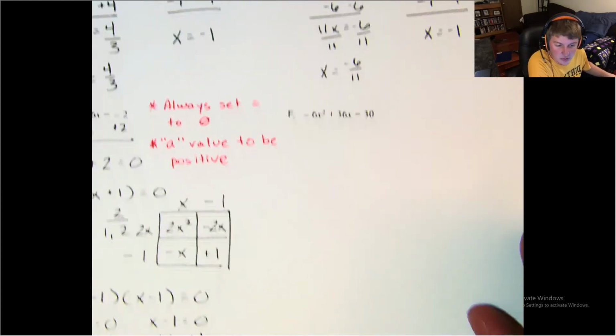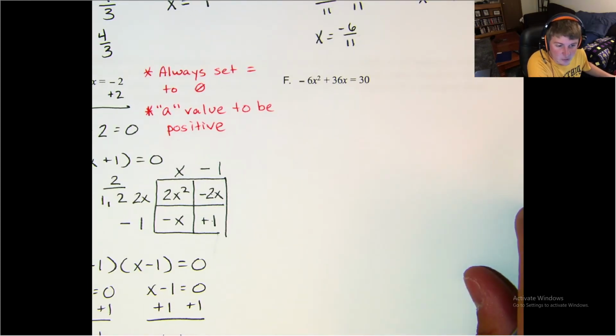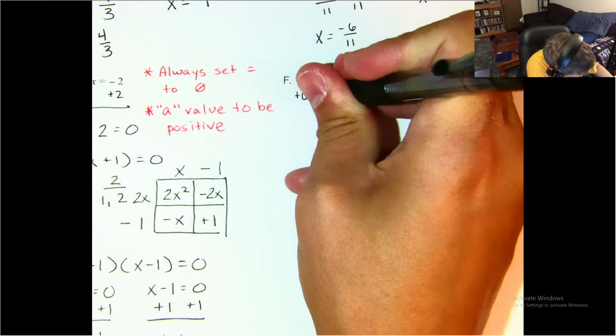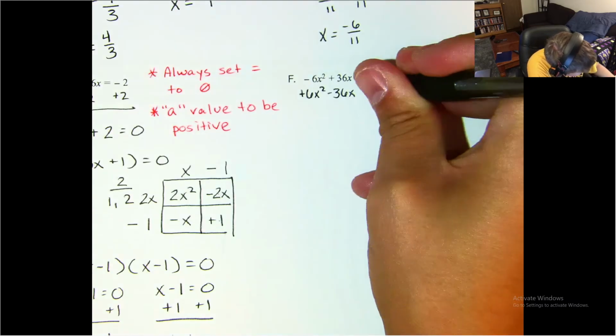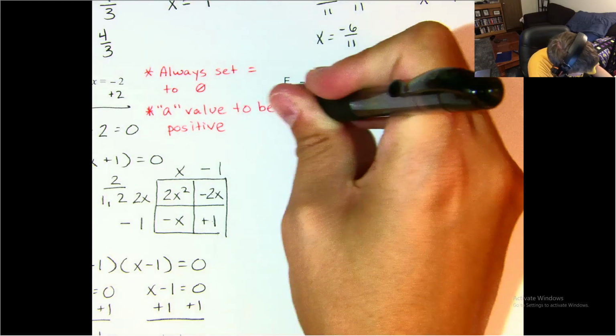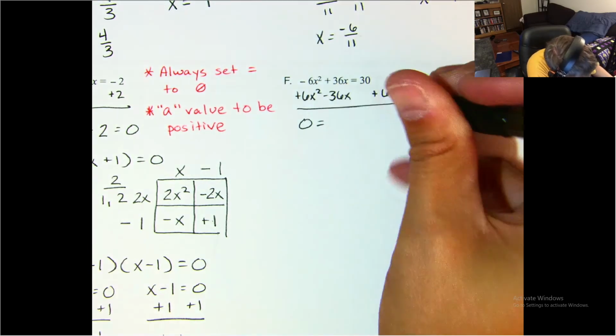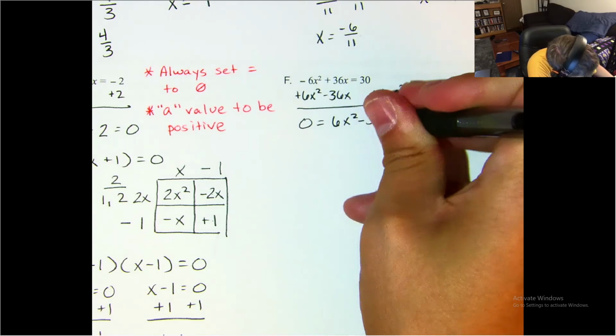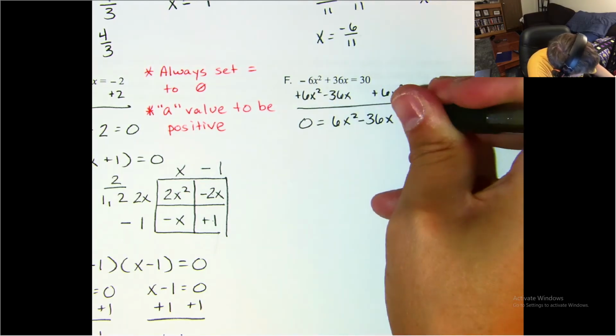The next one here, we have to set equal to 0, so you have to think about what's going to be the most convenient way to do that. The most convenient way is going to be add 6x squared and minus 36x. So now we're going to get 0 is equal to 6x squared minus 36x plus 30.